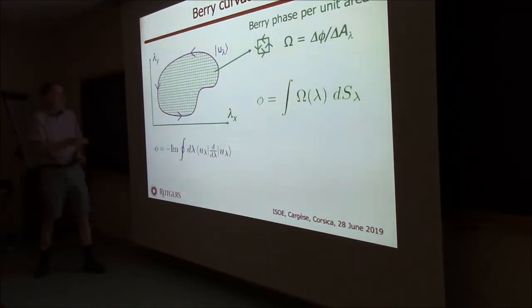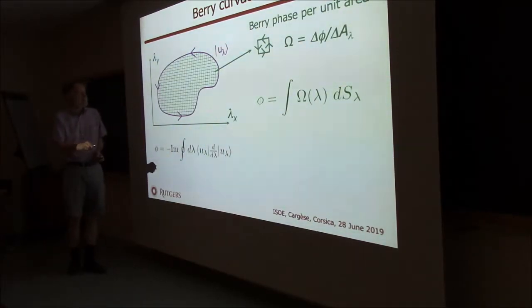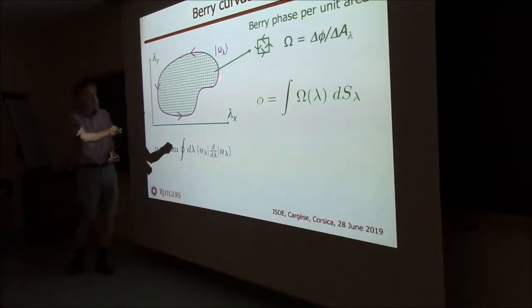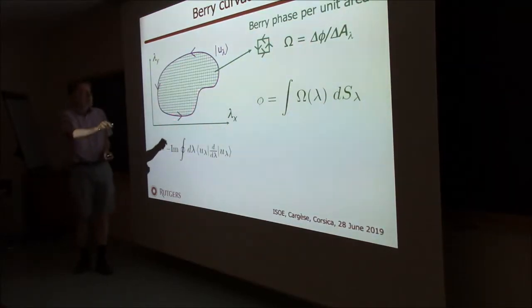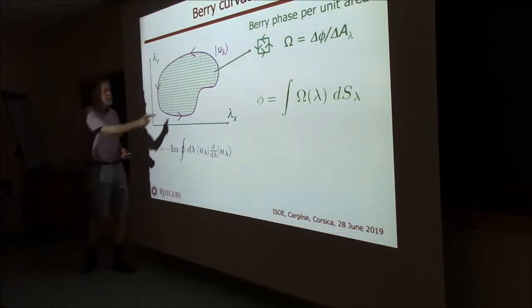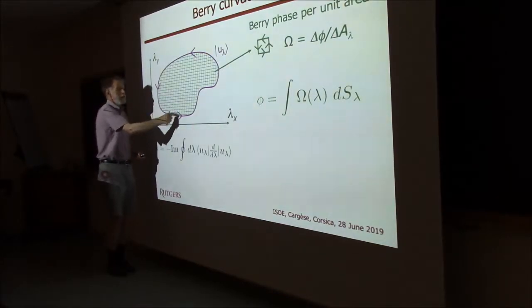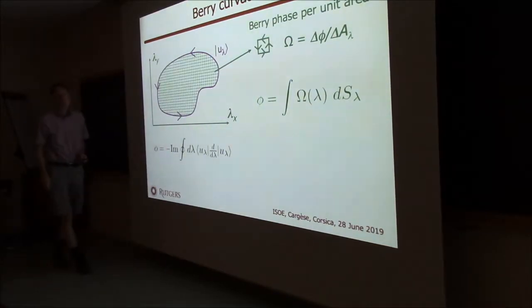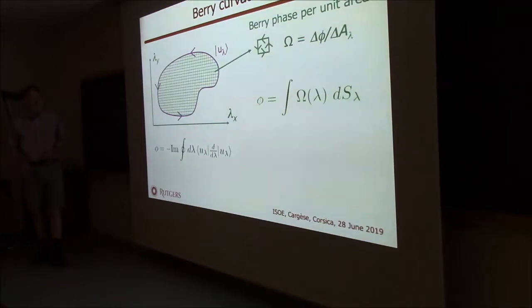And so there's a kind of Stokes theorem that says that if I want to know the total Berry phase as I integrate around the perimeter, of course that's the sum of the Berry phases of all of the little plaquettes. That's just Stokes theorem, and that's what's written here. The Berry phase to go around the perimeter is the integral of the Berry curvature over the surface.